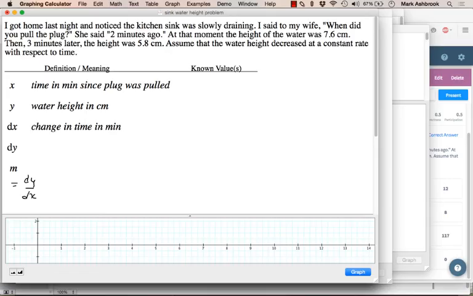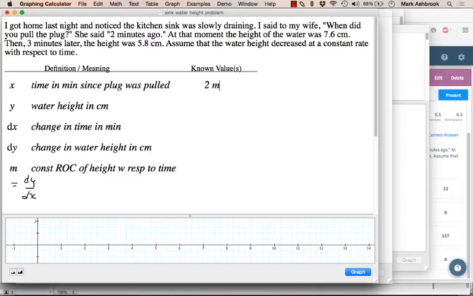Okay, see if you agree with what I'm saying. Is that what you came up with for the variables? Okay. Do we have any known values of time in minutes? Known values of time in minutes. Okay, 2 minutes and 3 minutes. Agree? 2 minutes was a time and 3 minutes is a time.